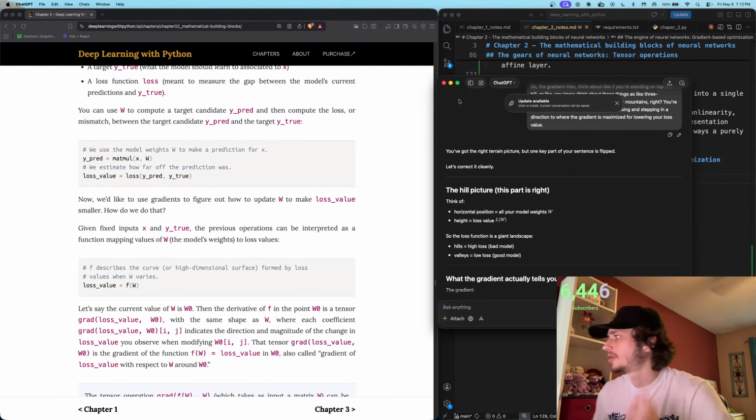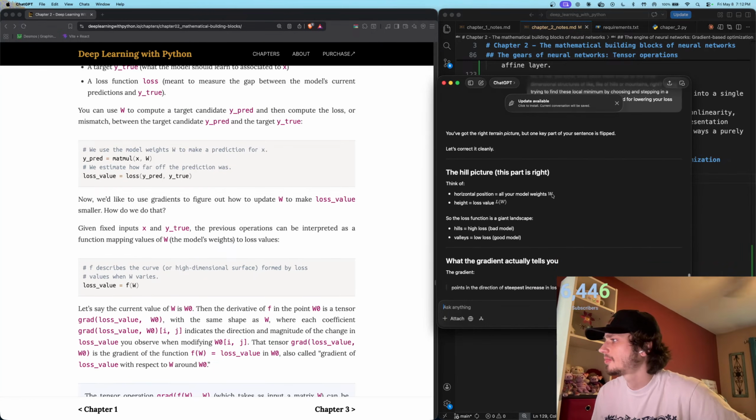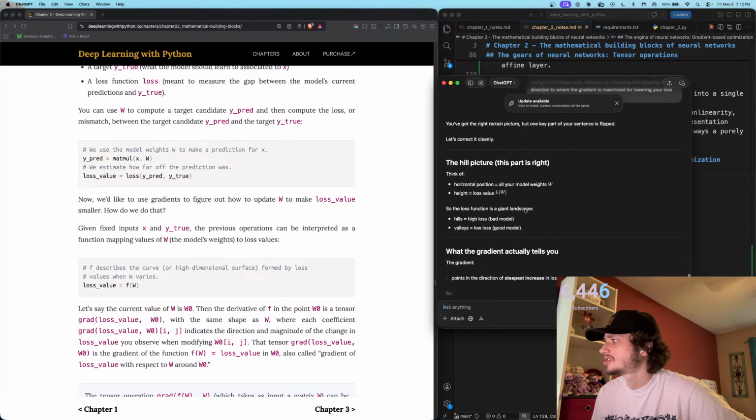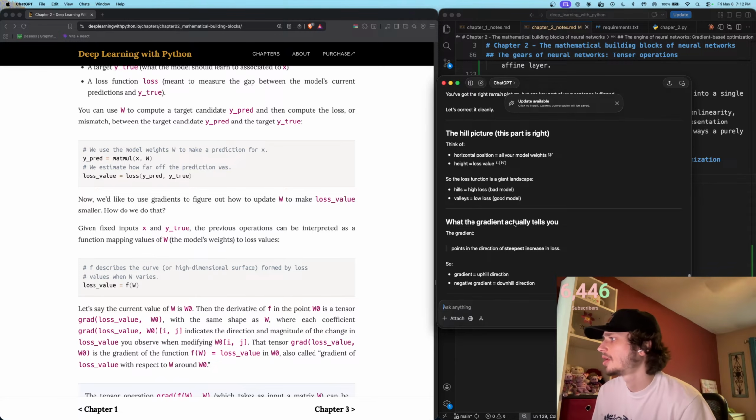You've got the right terrain picture. The hill picture. Think of a horizontal position as all your model weights, and the height is your loss value. So the loss function is just a giant landscape. Hills equal high loss, bad model. Valleys equal low loss, good model.